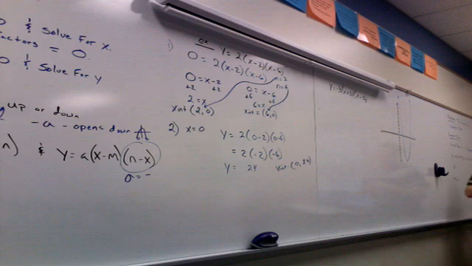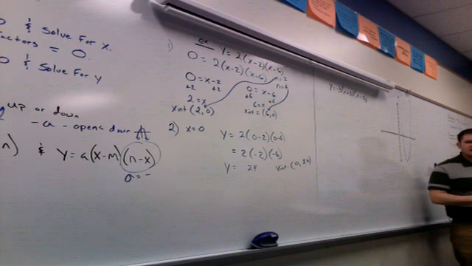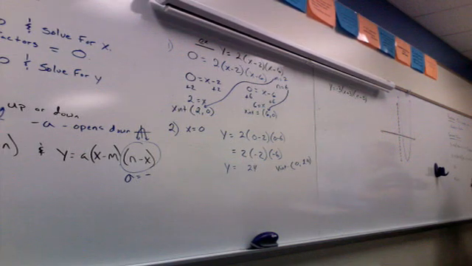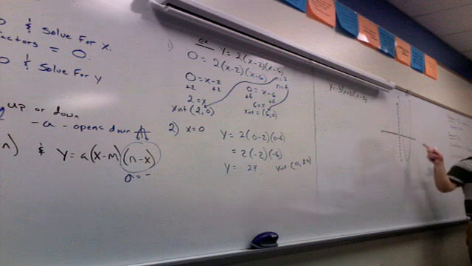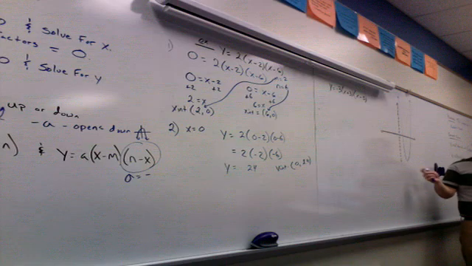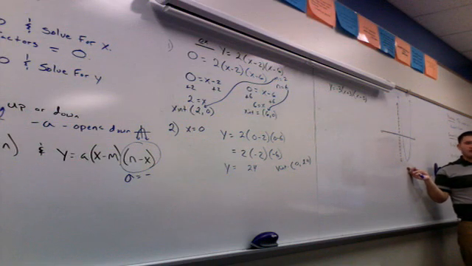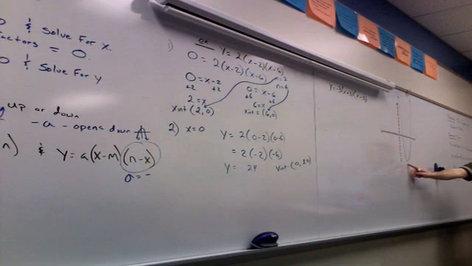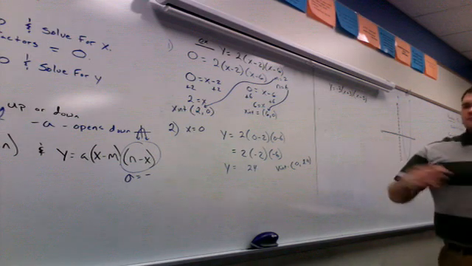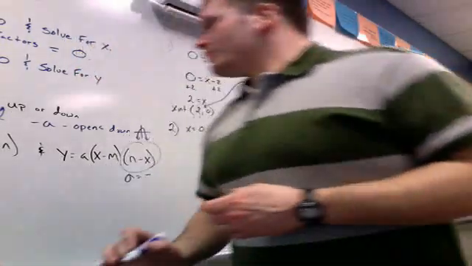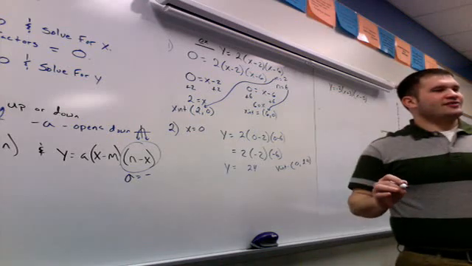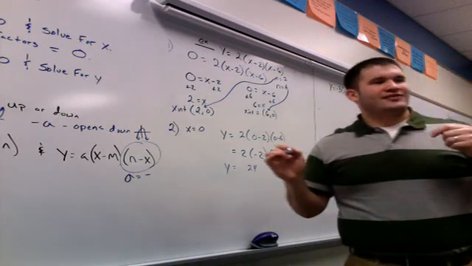Now, the last thing on our list to be able to do is find our minimum or our maximum. When a was positive, this is a positive a, right? It opened upward. Is this point a minimum or maximum? It's a minimum. So when a is positive, we get a minimum. If a is negative, we get a maximum.